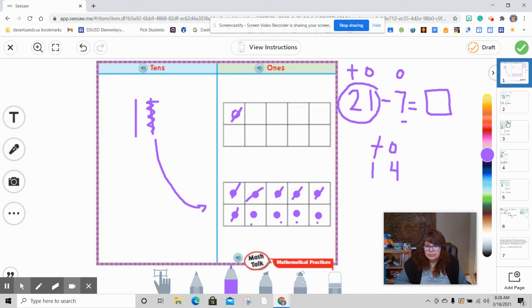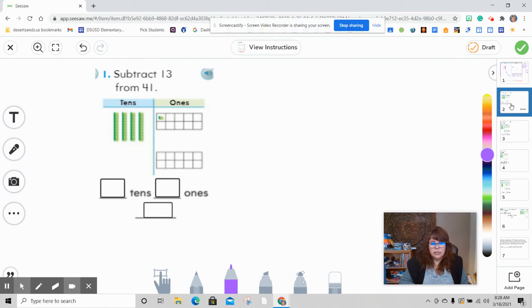And that's my answer. So again, we're going to do the same thing, but this time they have the picture for us. How cool is that? So we're going to look at the problem. It says subtract 13 from 41. Now subtract means to take away. So I'm going to take away 13 from what? From the 41. So the 41 goes first. That means I have 41 and I'm taking away the 13. That's what my number sentence looks like.